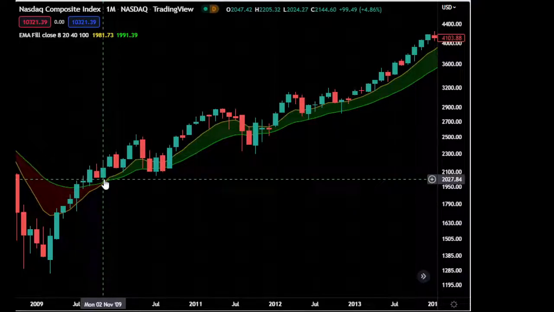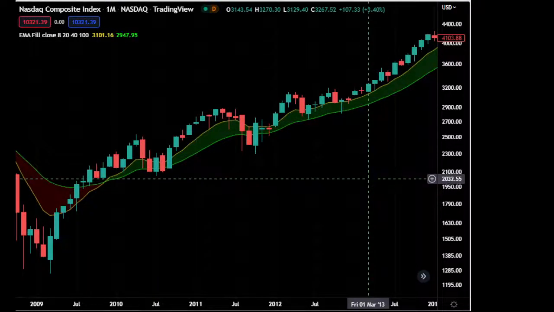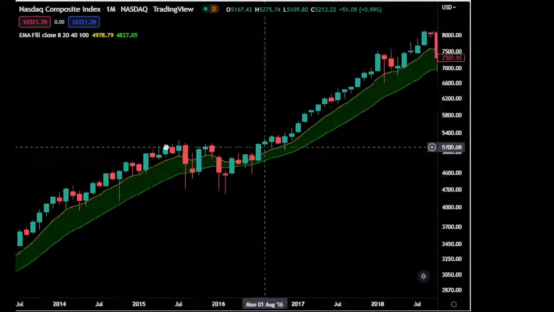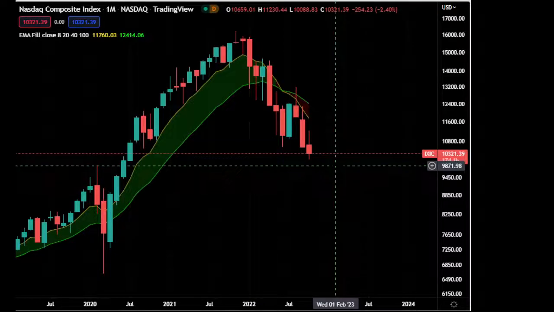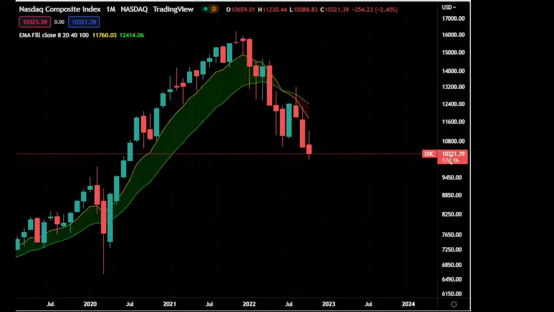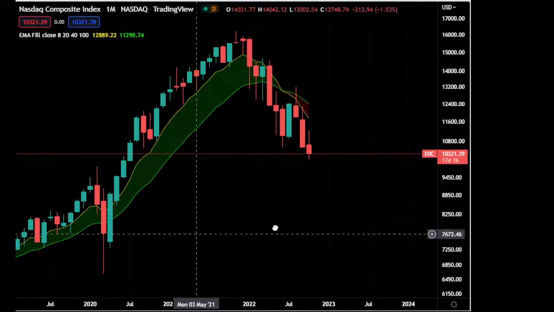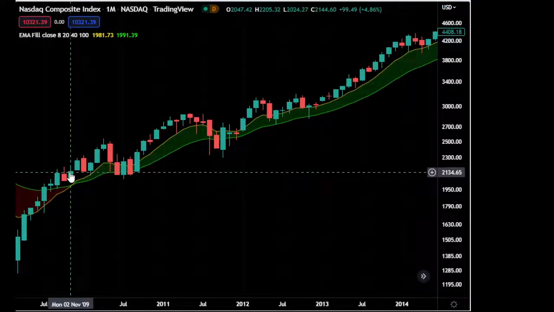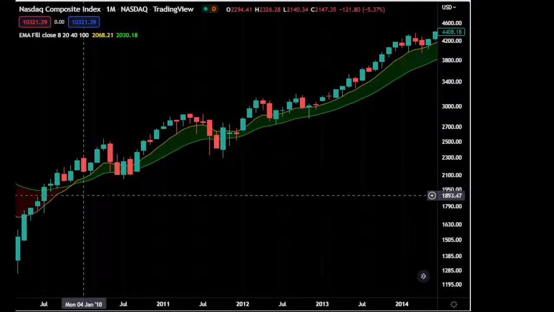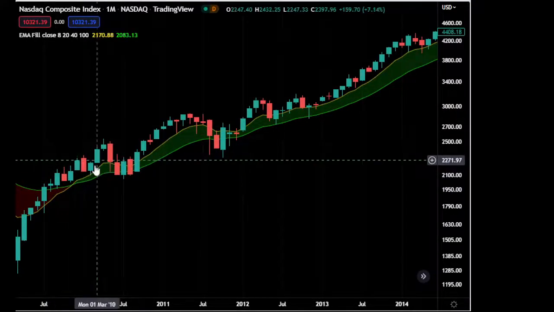At that time, the Dow Jones Industrial was at 2,027, and today's price of the Nasdaq, not the Dow, today's price of the Nasdaq is 10,321. So we have the prices when we started back here of the cross of 2,000. We know it's at 10,000 today. That is a 5-fold increase of the Nasdaq from back then.